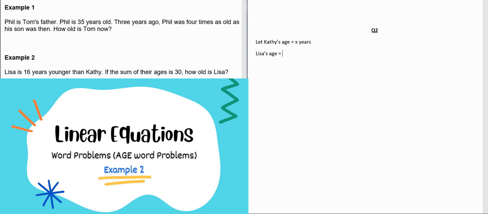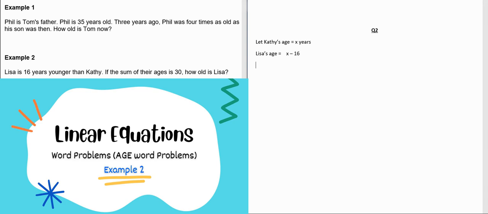In linear equation word problems, when we say younger, it means negative or minus. So Lisa is 16 years younger than Kathy. Kathy is x, so 16 younger than Kathy, as you can see on the screen, is in other words x minus 16.